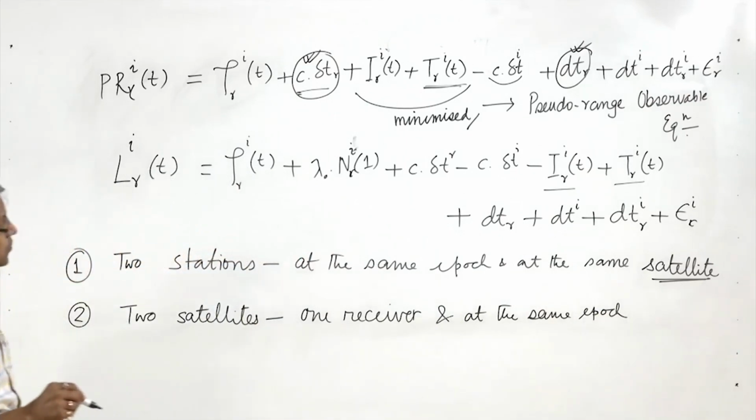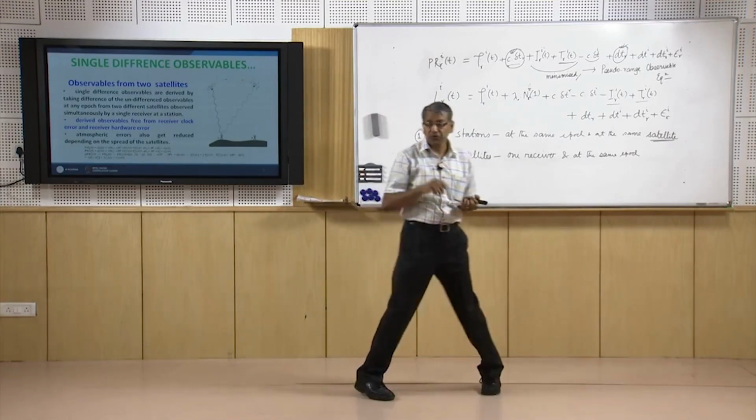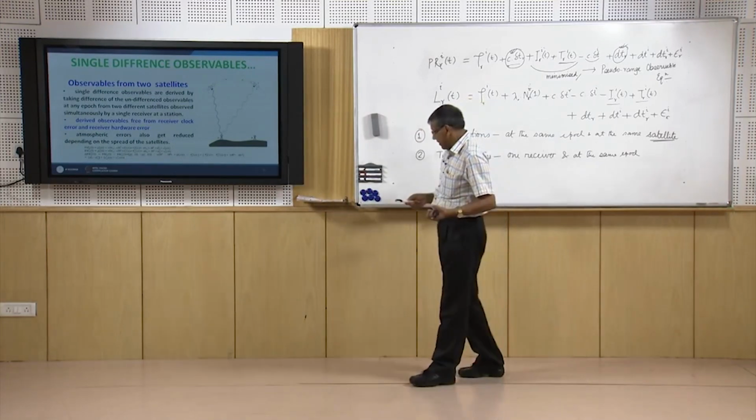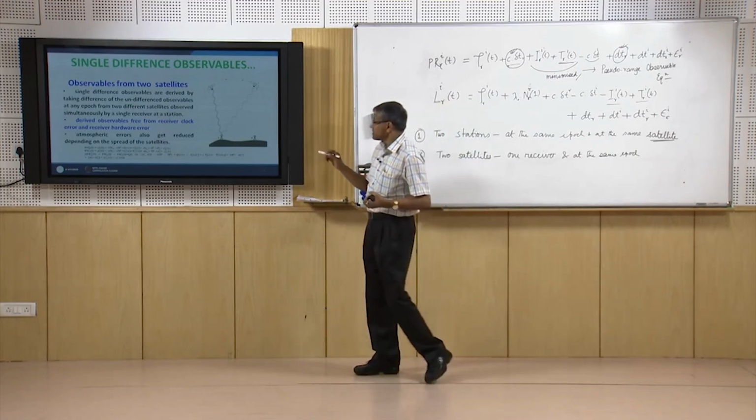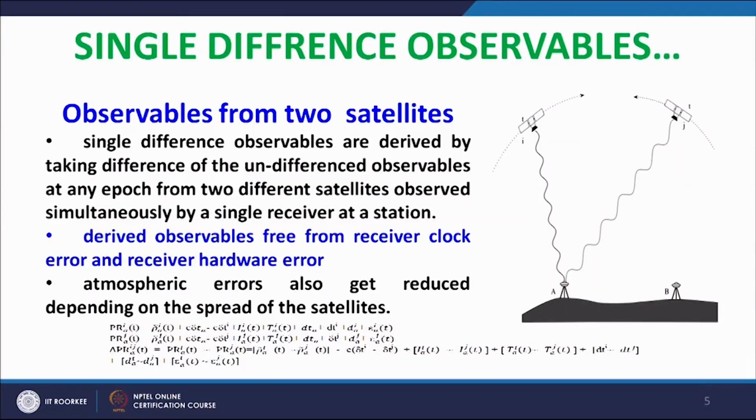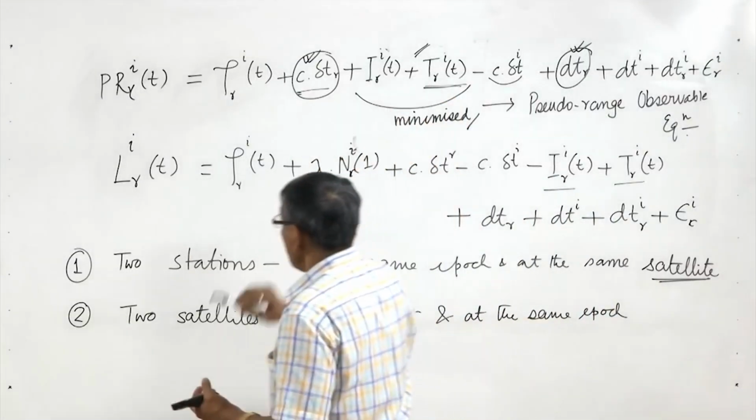These two errors will be removed and other errors, specifically the atmospheric errors, will be minimized depending upon the distance between these satellites. So anyway, some minimization will be done.